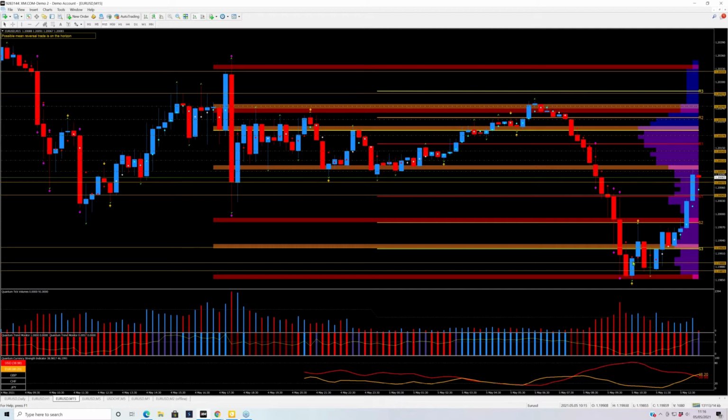But again, you don't get a V shape. We did get the congestion moving sideways back to the S3, which it tested, and now we are in the process of having a reversal. And what's also nice is we've also got a cross on the CSI down here. This is the currency strength indicator, with just these two indicators on here.